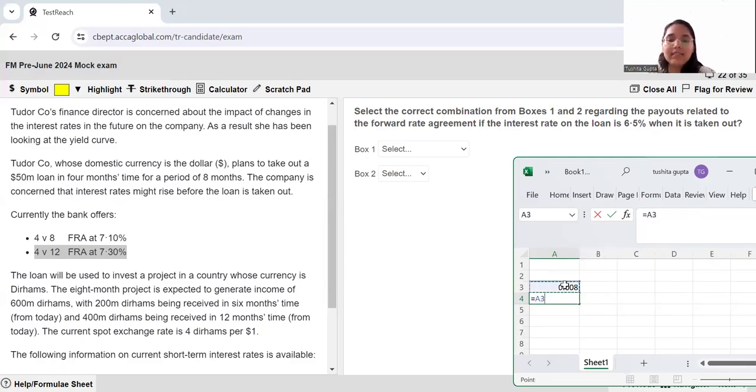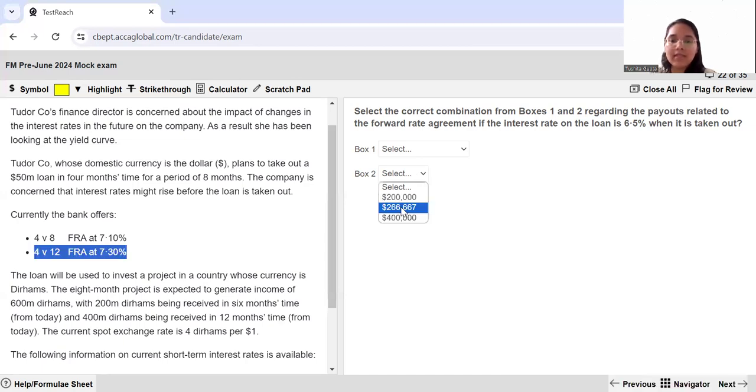So this needs to be multiplied by 8 by 12 because this is a borrowing for a time period of 8 months. And then this needs to be multiplied by your loan amount, which is $50 million. So the figure which we are looking for when it comes to box 2 is 2,666,667. So this is the figure that we will be selecting when it comes to box 2.